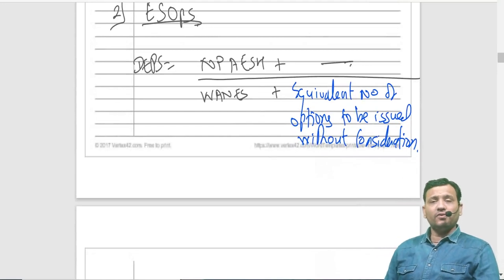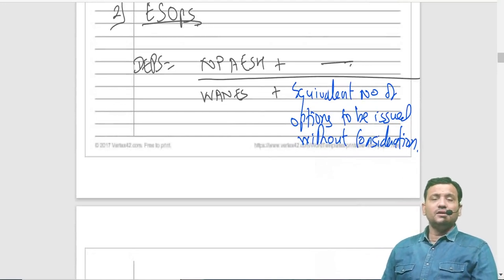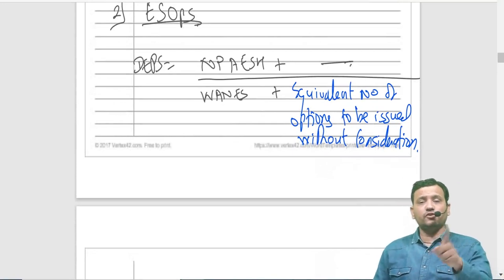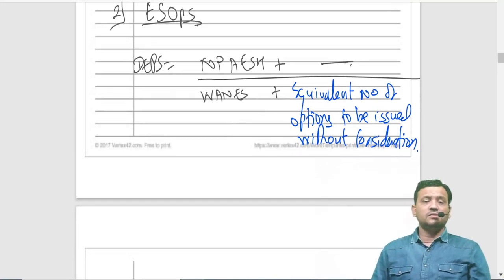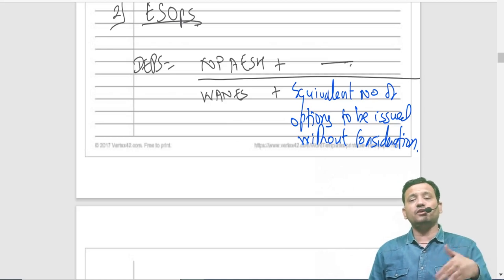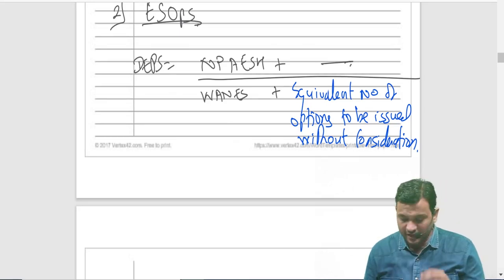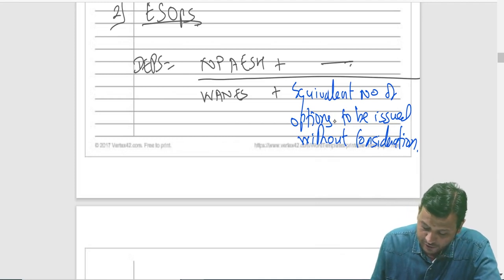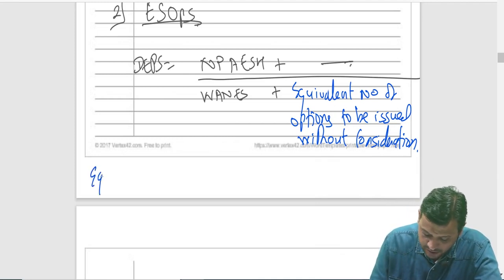Say I'm going to issue 5,000 options. But these 5,000 options I'm not going to issue free of cost. Because if I'm going to issue free of cost, everything will be coming. But I'm going to issue it at, say, half the fair value. Then only half of my options are dilutive in nature. So I will take only those equivalent number of options which are dilutive. Yeah, how to find out this equivalent number?